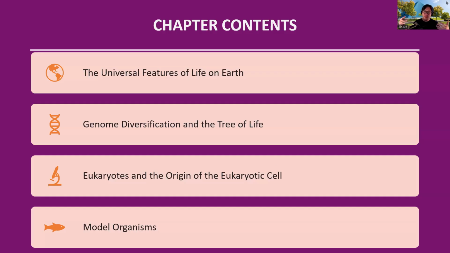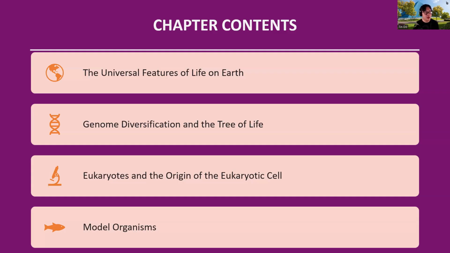For the majority of the organization of these PowerPoints, the first several slides are going to list out what you should know concept-wise individually. So there are 4 pieces to this specific chapter. The first one is the universal features of life on Earth, what all life would be characterized with. The second piece is genome diversification and the tree of life, how the genetic makeup of that specific cell is shared throughout the tree of living organisms.